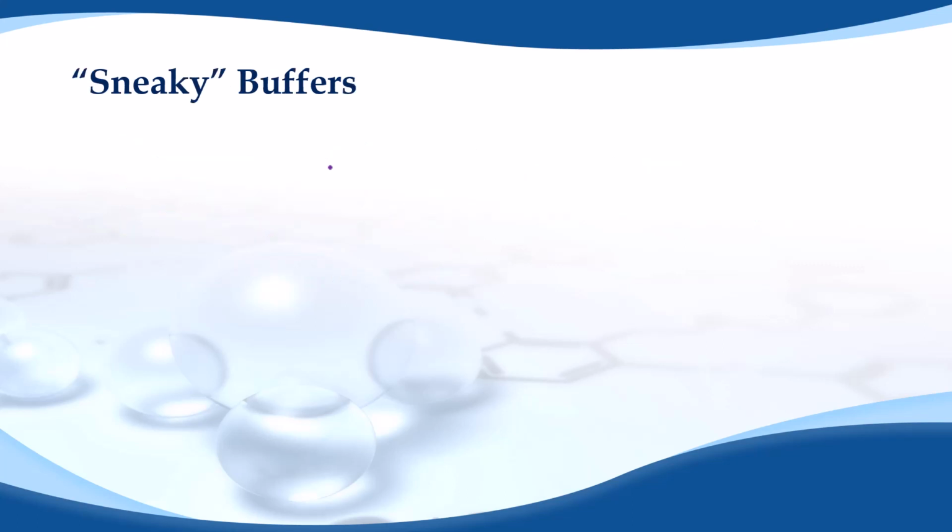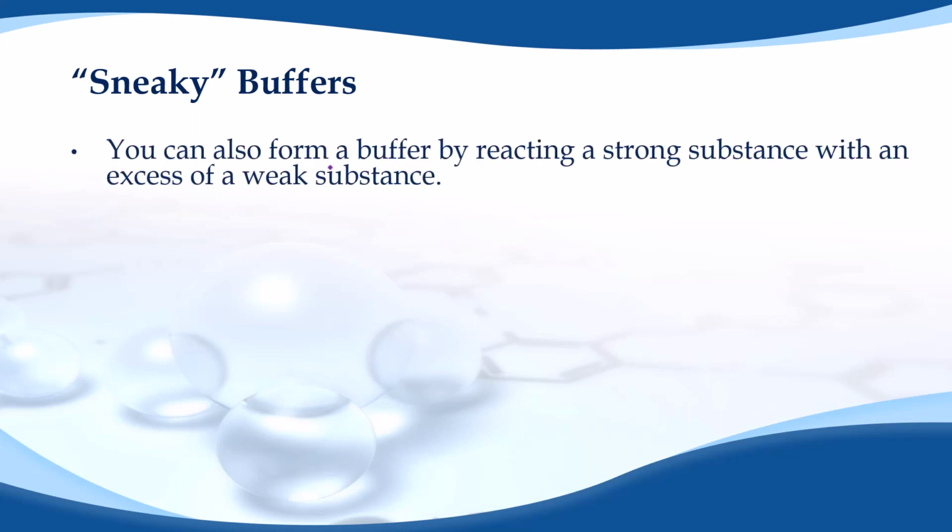Now, there is another type of buffer I should probably cover very briefly, and those are what I'm calling sneaky buffers. The reason why is because you don't make these through the normal method of mixing a weak acid with its conjugate base, for example. The way you actually make a sneaky buffer is you take a strong acid or strong base and you react it with excess of the weak substance you want to use, right? So it's conjugate.